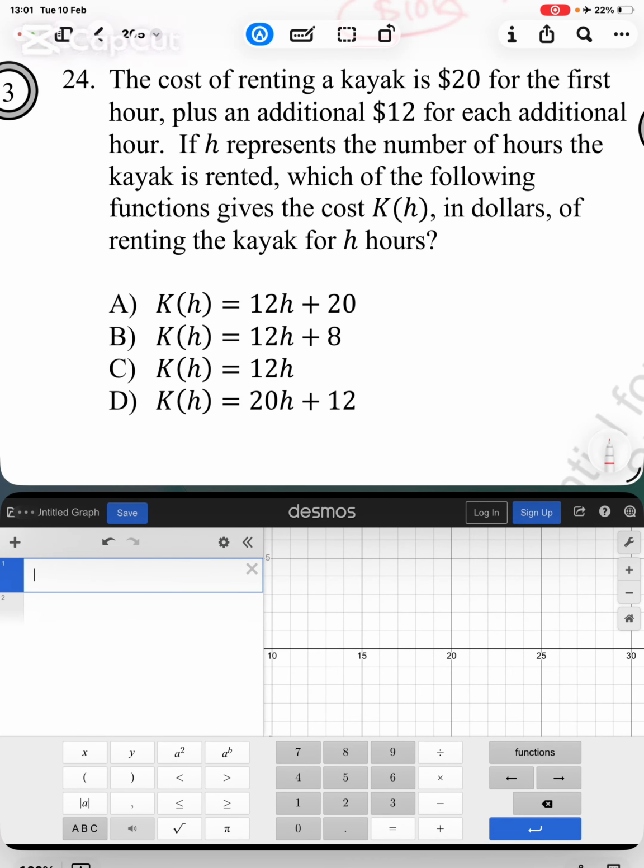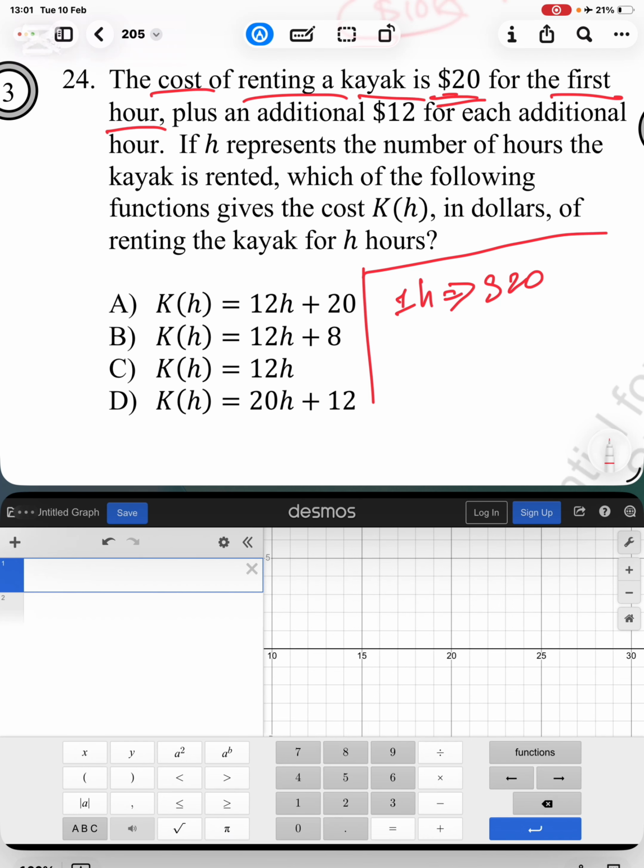So, in this SAT question, we are given the cost of renting a kayak, which is going to be $20 for the first hour. Now, what do you have to do? We just have to create a plan here. Within the first hour, this person has to pay $20, right? So when you insert 1 to the h, the answer is going to be 20, plus an additional 20 for each additional hour.